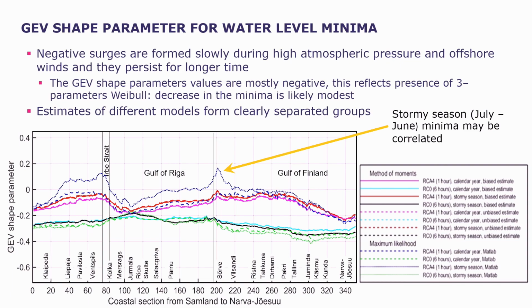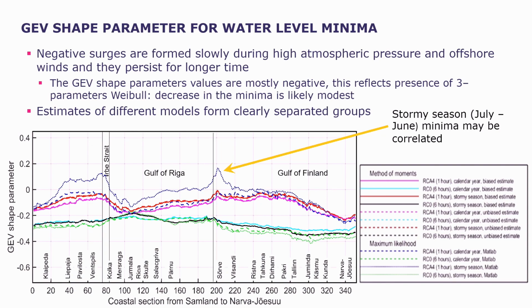And we also looked at the GEV shape parameters for the water level minima. And in case of minima, the negative surges are formed slowly during high atmospheric pressure and offshore winds, and they persist for a longer time. And because of that, they have a totally different timing from water level maxima. They occur in summer. Therefore, the minima found over the stormy season, starting from July until June next year, may be highly correlated and are probably not usable in this case.